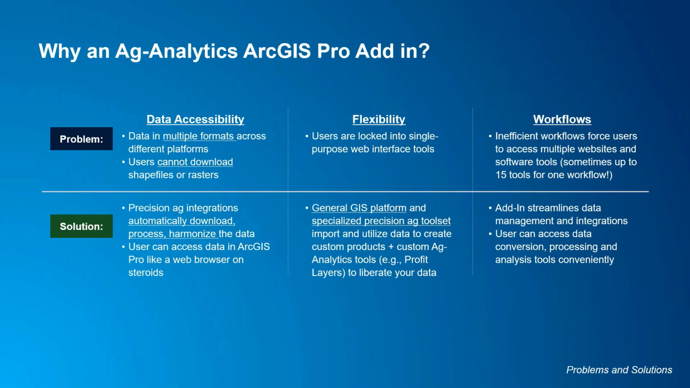So we spend a lot of time talking with our users, and there's three primary things that we hear all the time. The first is around data accessibility. They have data in lots of different formats across lots of different platforms, but they often can't touch the data. They can usually only see a picture of it in a web interface, which brings us to the next point, which is around flexibility and what they can do with that data.